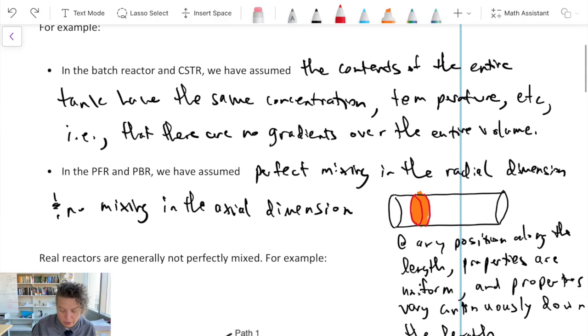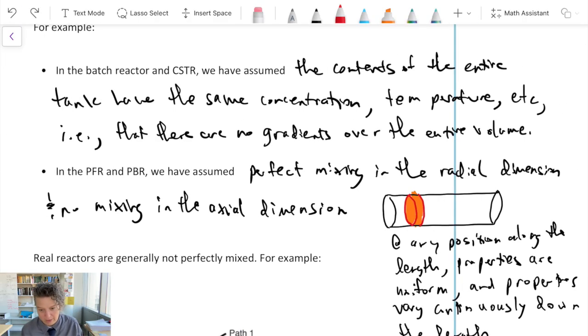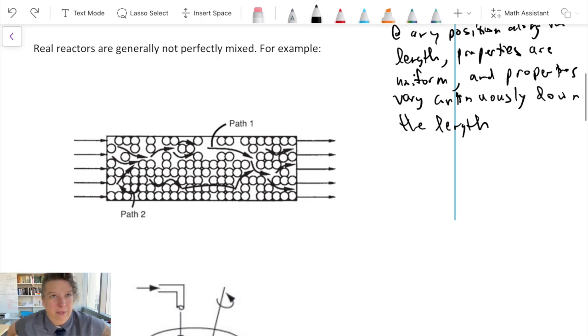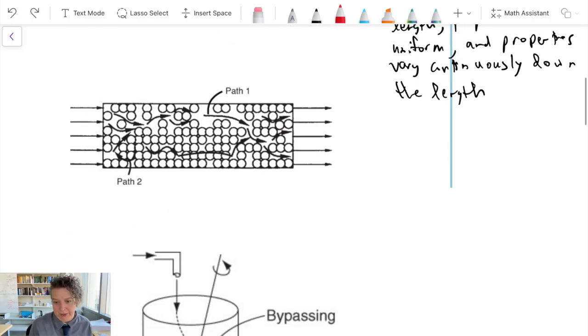Okay, so real reactors are not as perfectly mixed. So for example, this is an example of a packed bed reactor, the circles here are catalyst pellets. And as you can see, the catalyst pellets are not perfectly packed. So there's some places where there's large voids and there's some places where there's very small voids. But if you think about flow trying to go down that reactor, it's going to take various paths.